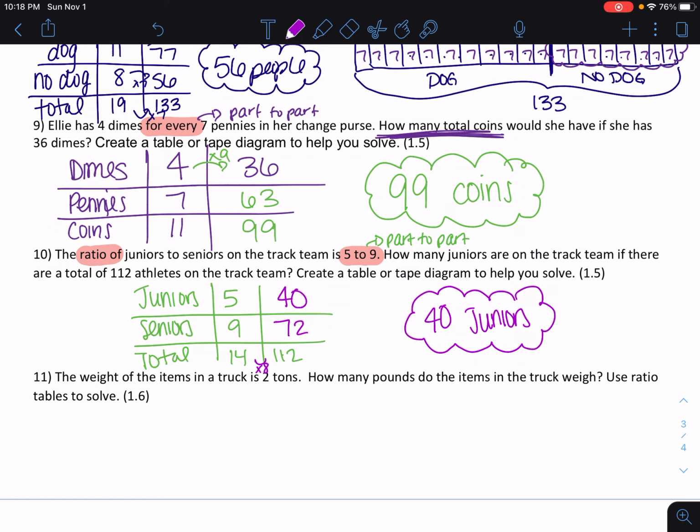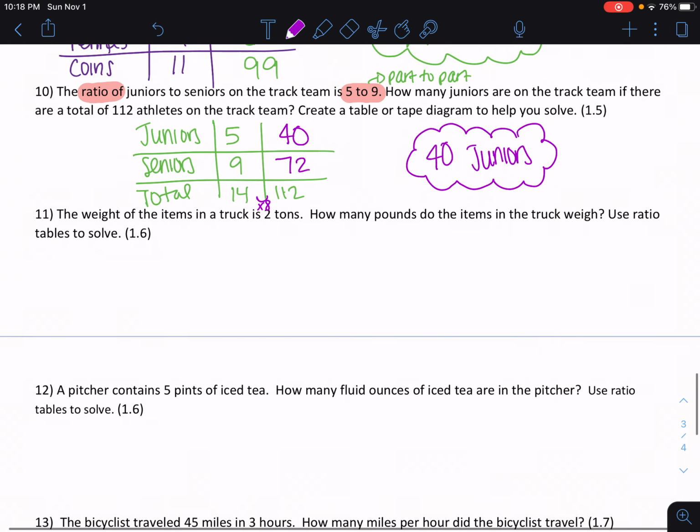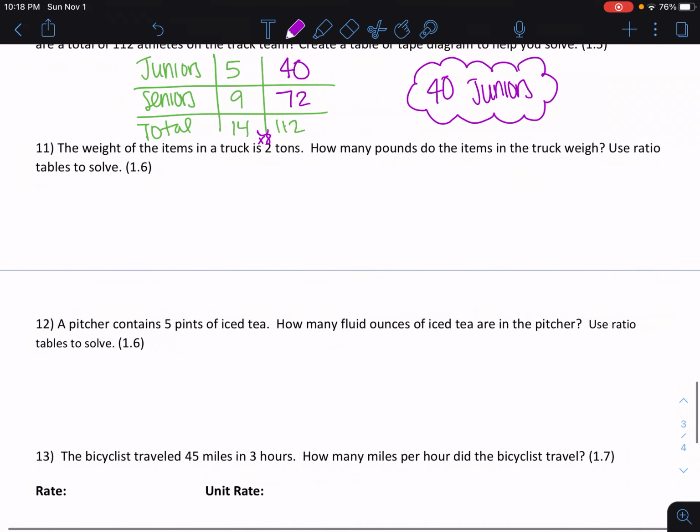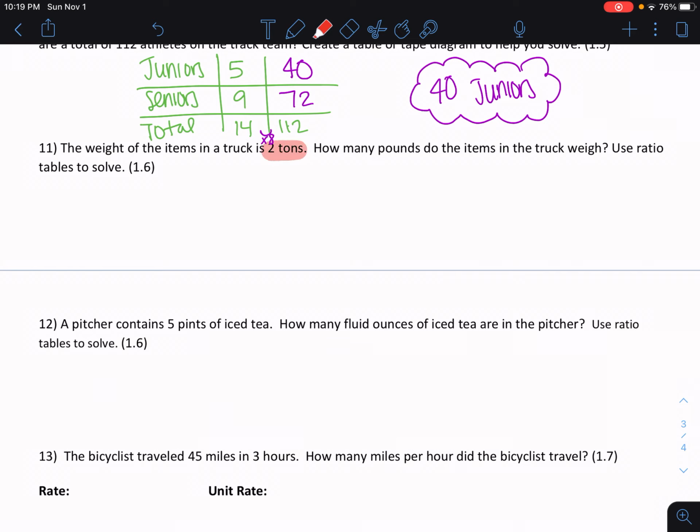Number 11 is a unit conversion question. So the weight of the items in a truck is 2 tons. How many pounds do the items in the truck weigh? So here's my first unit, 2 tons. Here's my second unit, pounds. So I'm going from tons to pounds. In 1 ton, there are 2,000 pounds. And I will be giving you guys these ratio conversions, so you do not need to know your unit conversions by heart.